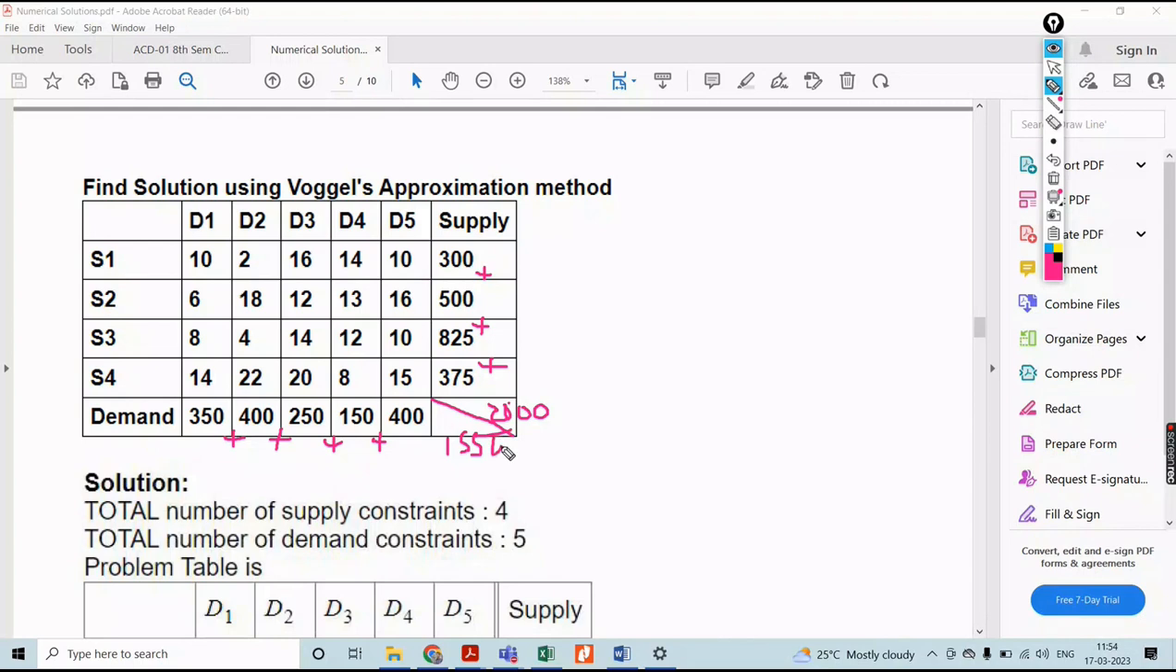1550. Is this transportation problem balanced or unbalanced? Supply and demand are not equal, so it is an unbalanced problem, where the requirement is less than the supply. The supply is 2000, which is the maximum. What do you need to do: add a row or add a column?